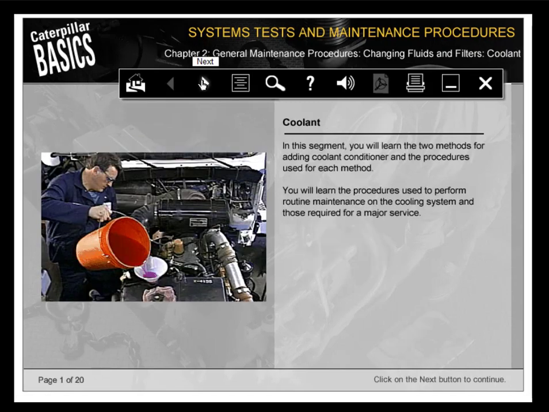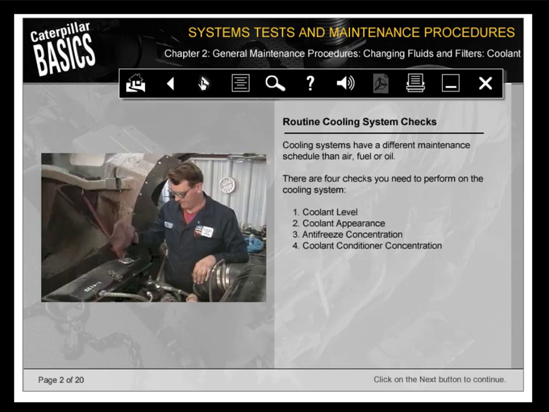In this segment, you will learn the two methods for adding coolant conditioner and the procedures used for each method. You'll also learn the procedures used to perform routine maintenance on the cooling system and those required for a major service. Cooling systems have a different maintenance schedule than air, fuel, or oil. There are 4 checks you need to perform on the cooling system: coolant level, coolant appearance, antifreeze concentration, and coolant conditioner concentration.